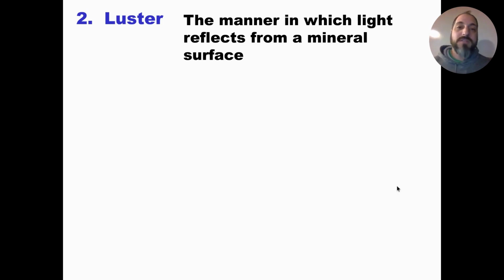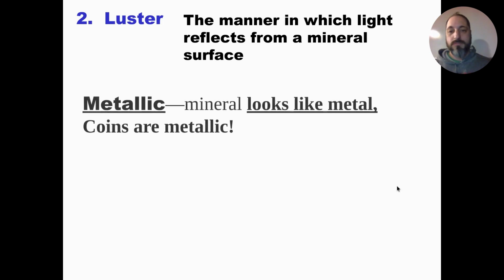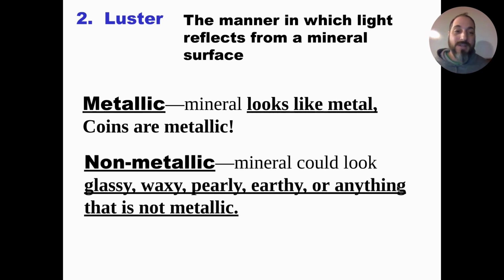Luster. This is the manner in which light reflects from a mineral surface. There are actually lots of different types of lusters, but for reasons of our science, we're just going to focus on two in this class. We're going to call them metallic, which is one that looks like a metal. Think about a coin or anything like that. And non-metallic. This is anything glassy, waxy, pearly, earthy, anything that isn't a metal.